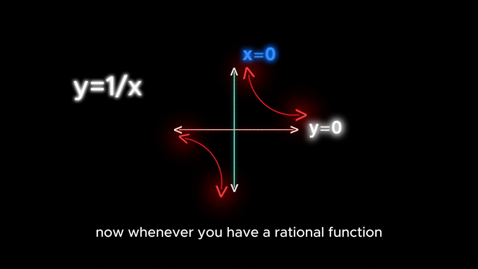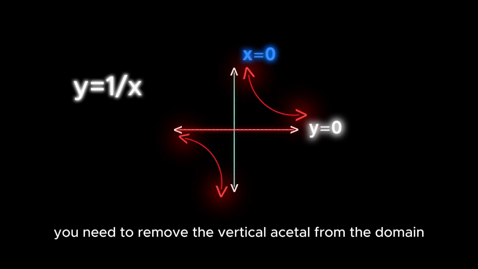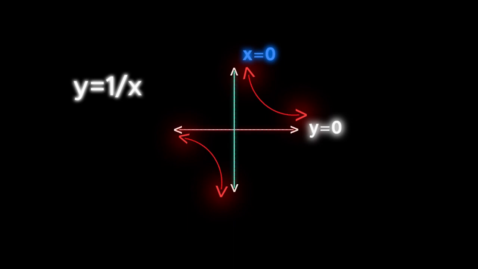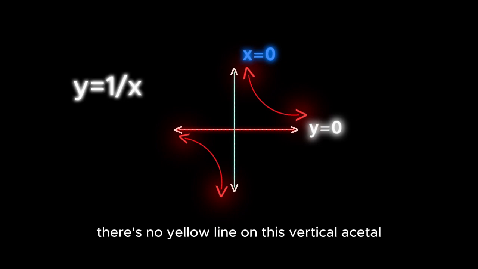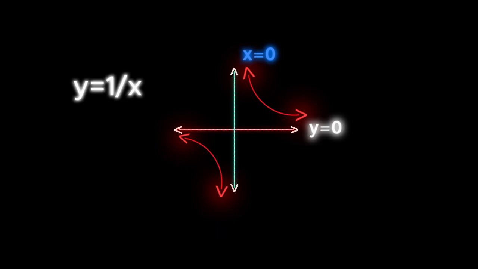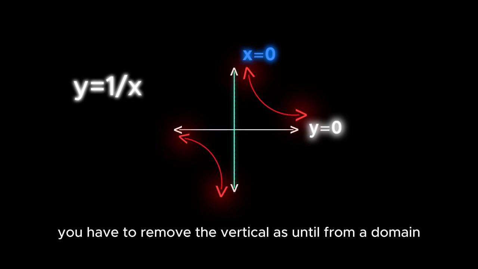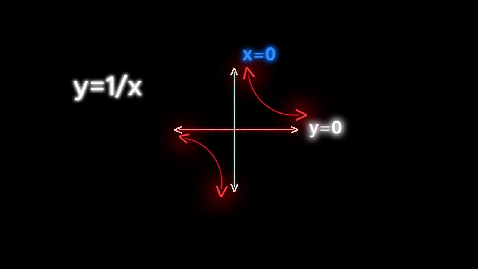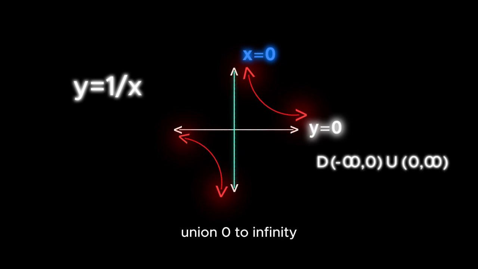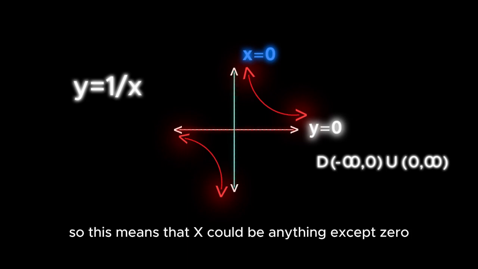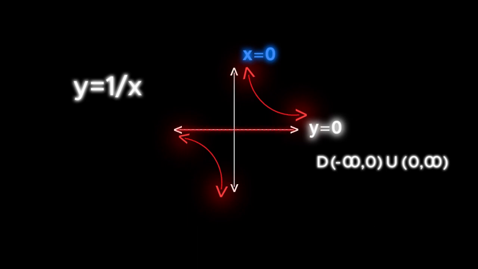Now, whenever you have a rational function, you need to remove the vertical asymptote from the domain. Notice that x could be anything except 0. There's no yellow line on this vertical asymptote. So you have to remove the vertical asymptote from the domain. So the domain is going to be negative infinity to 0, union 0 to infinity. So this means that x could be anything except 0.